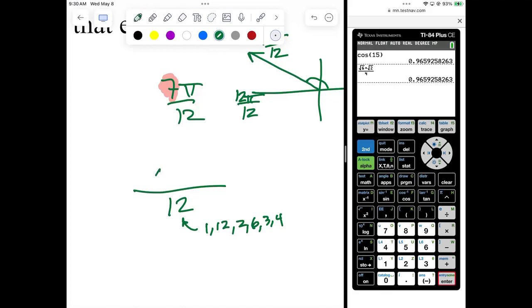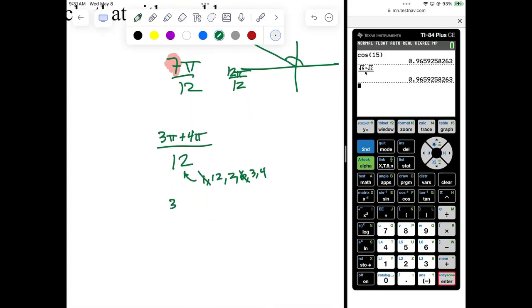Now, could I use 6 pi and 1 pi? I know 6 pi twelfths would simplify down to pi halves, but do I know what 1 pi twelfths is? No, I don't. So I can't use the 6 and 1 combo. What about the 3 and 4 combo? Would that work? Yeah, I could use the 3 and 4 combo. So 3 pi plus 4 pi. Here's why it works.